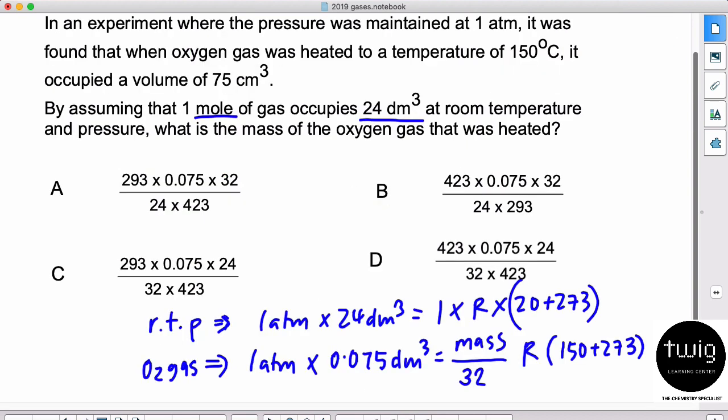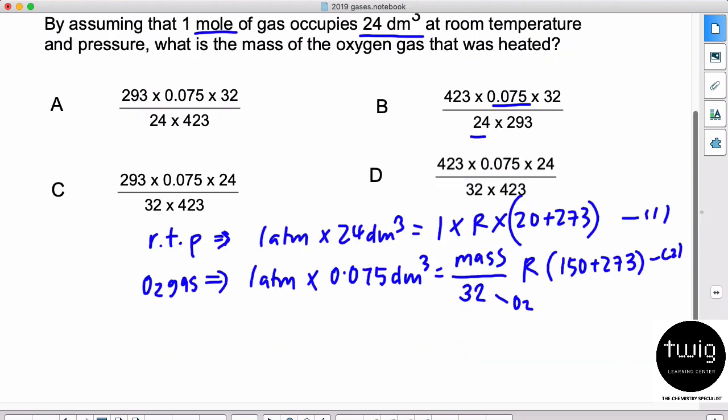I wrote down everything over here already, if you want to look at it. You just have to manipulate such that you can find the mass. For RTP, PV = nRT with n as 1 mole of gas. Now we're looking at oxygen. What did they give you? The pressure is 1 atm. Volume I changed to dm cube, because the options show everything in dm cube, so 75 cm cube becomes dm cube. Mass over Mr: oxygen is 32, because here it is O2, so Mr is 32. Then R, and the temperature is just this.